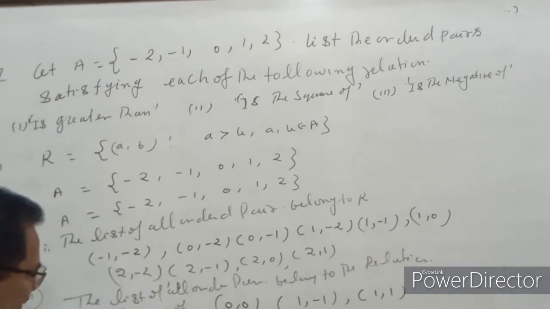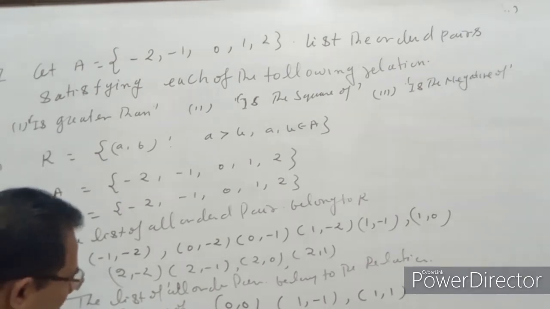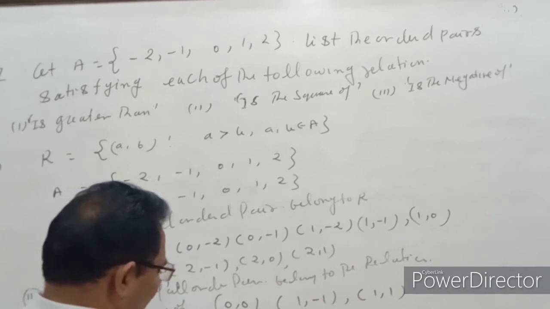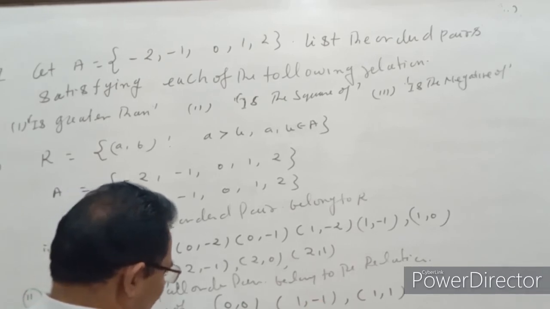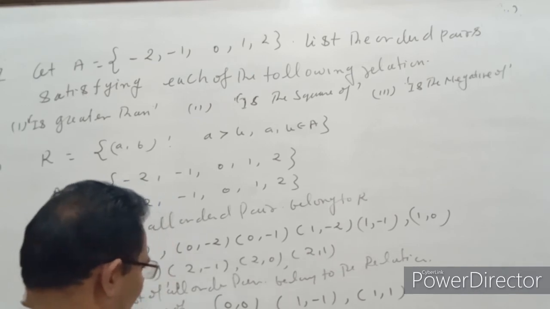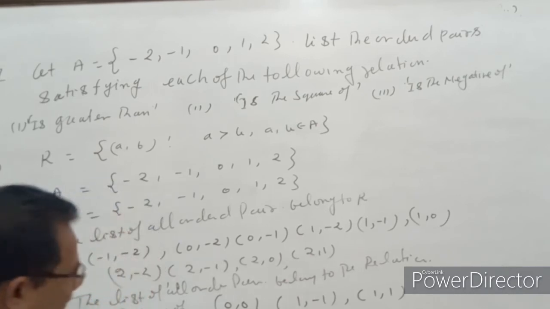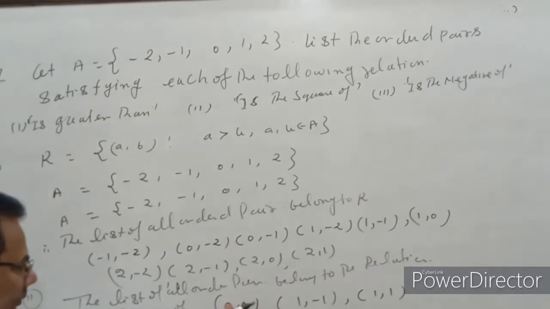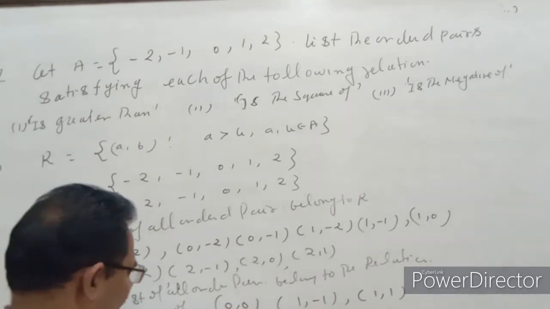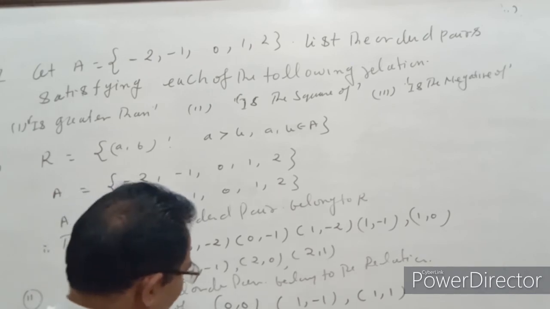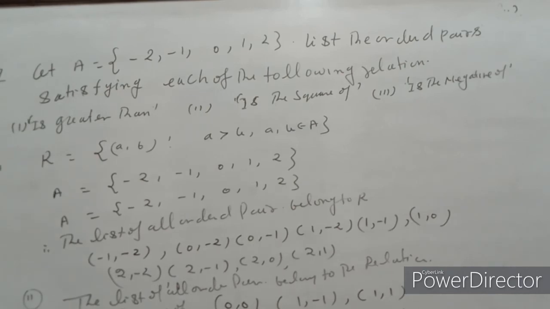और अगर हम रिलेशन देखें तो R containing ordered pair (a, b) such that a is the square of b, that is a is equal to b squared, and a, b belong to the set A.